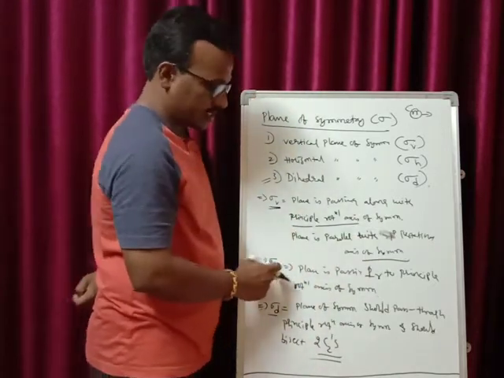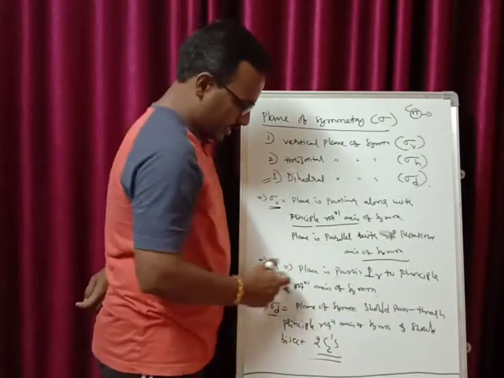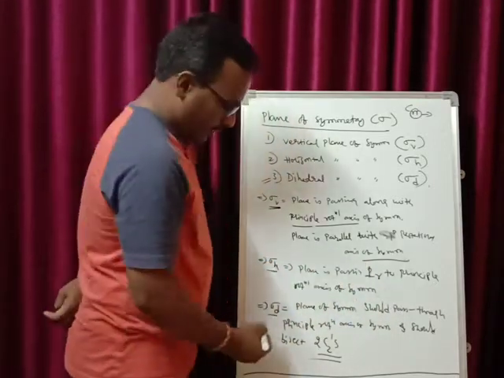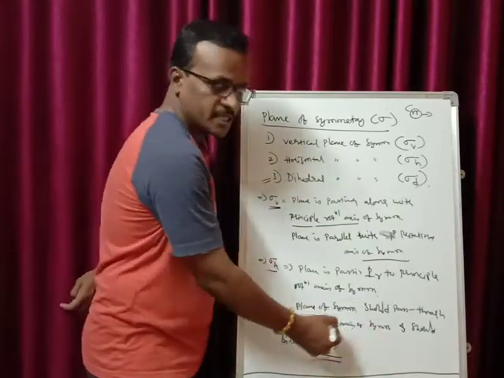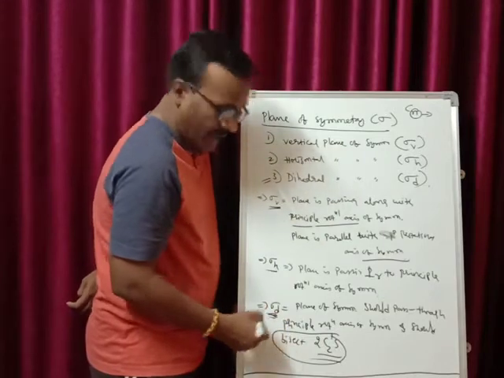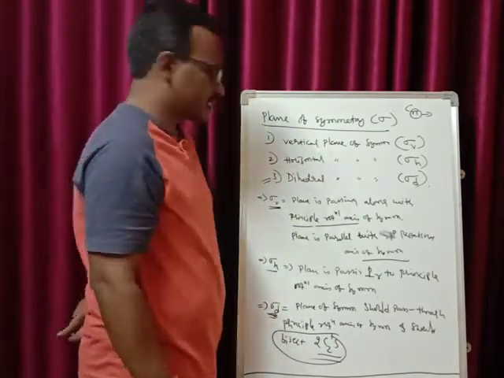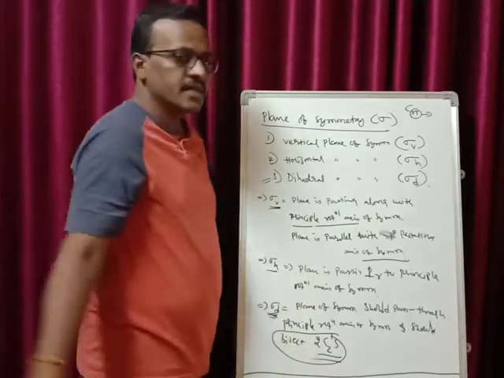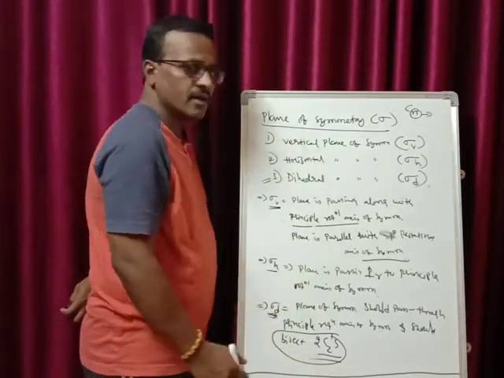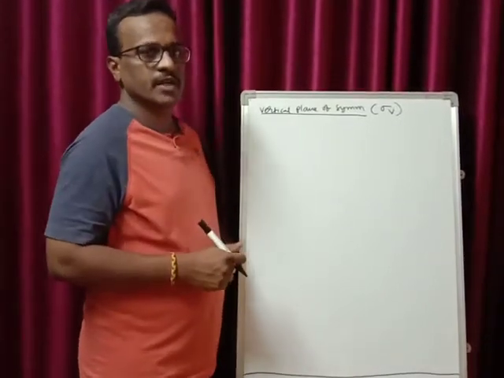Whereas sigma h is the plane passing perpendicular to the principal rotational axis of symmetry. And the plane which is passing through the principal axis and bisecting the two C2s is called sigma d. Right. There are many examples to understand sigma v, sigma h, and sigma d. Therefore, we shall take them up.